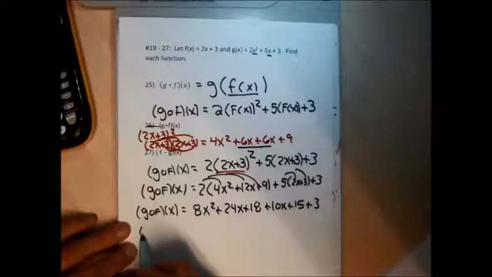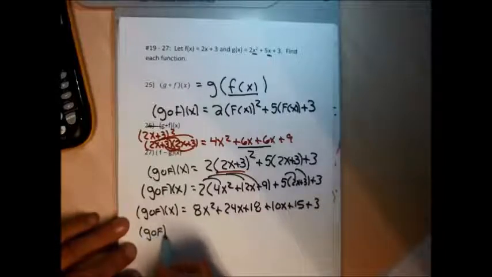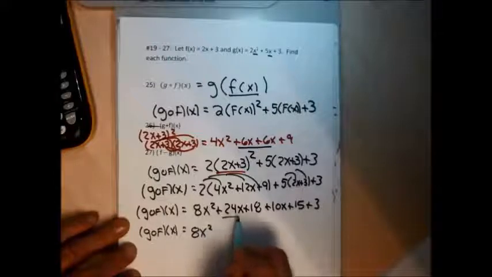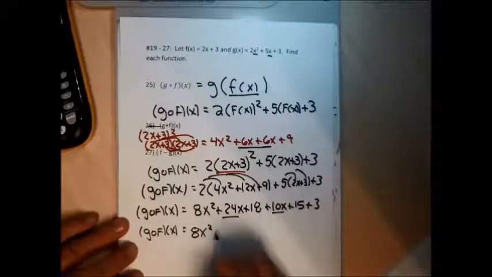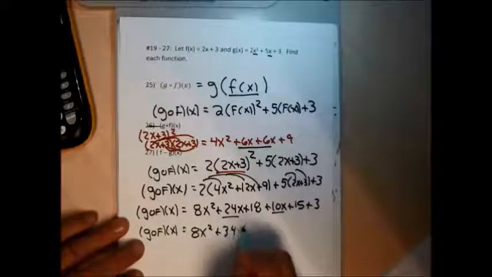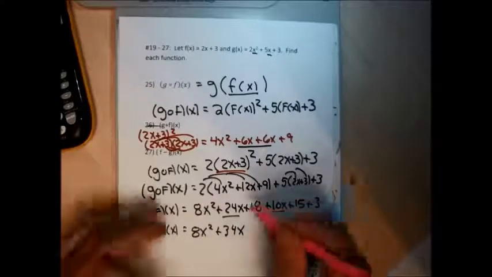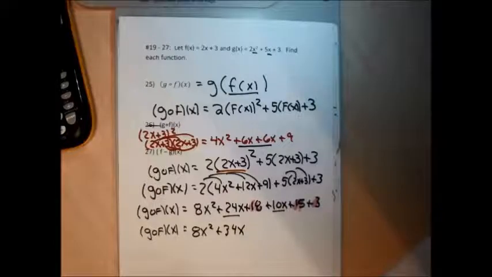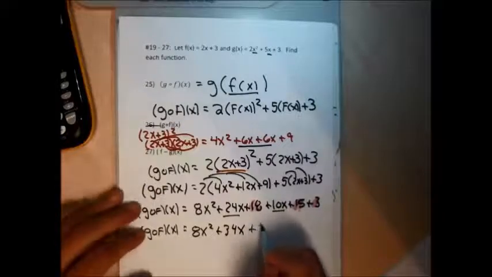I'm going to combine like terms. I get g composed with f of x equals 8x squared. I'm going to add the 24x and the 10x and get plus 34x. And then I'm going to combine the 18 and the 15 and the 3. That comes out to be 36.